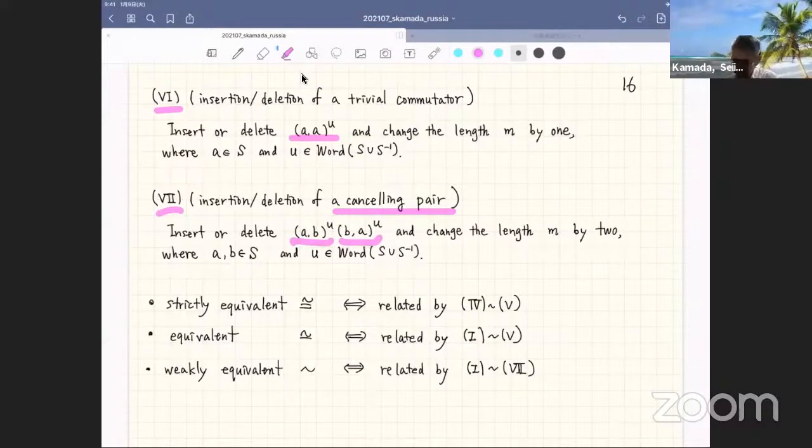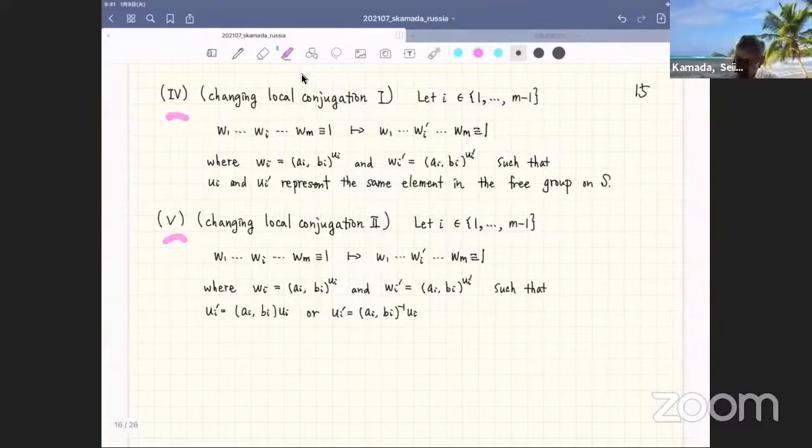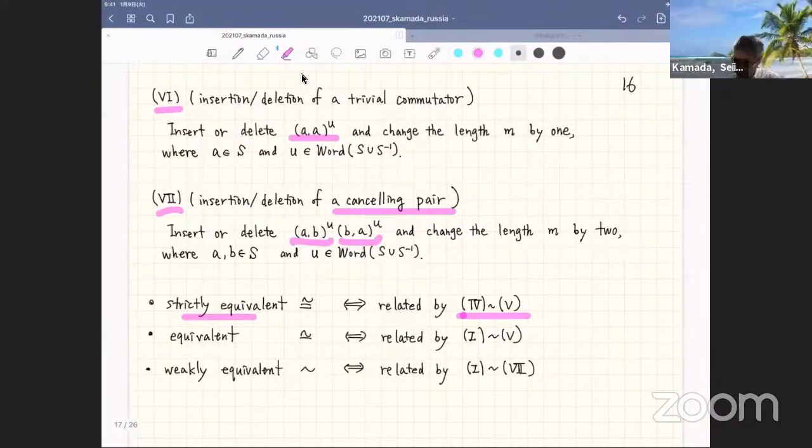That is 7. And elementary commutator identities are strictly equivalent if they are related by 4 and 5, the moves I didn't explain. They are equivalent if related by 1 to 5. And weakly equivalent if related by all of them.